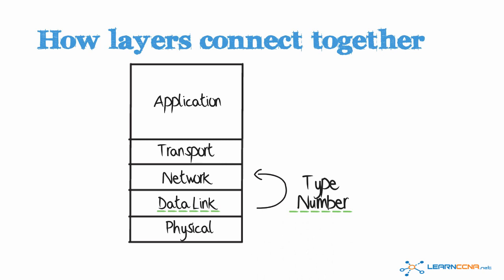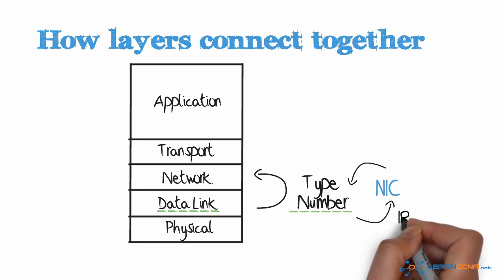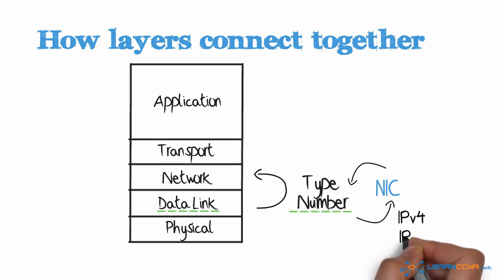So the network interface card will read the type field. The type field informs the network interface card whether the traffic is IP version 4 or IP version 6, or perhaps some other protocol such as ARP. So the type field informs the device which process to send the traffic to at higher layers. So it could be IP version 4 or could be IP version 6.